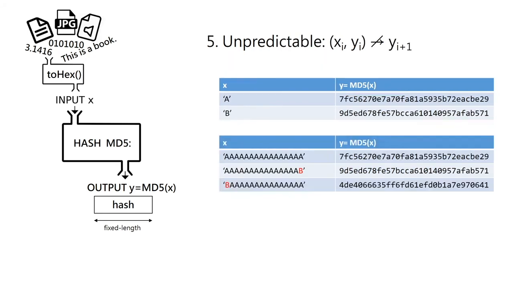Fifth, the next hash value is unpredictable. Here is the hash value of the characters A and B. Even if you know A and its hash value, it is not possible to predict the next hash. Here's another example. If you change the input slightly, the output would be changed dramatically.